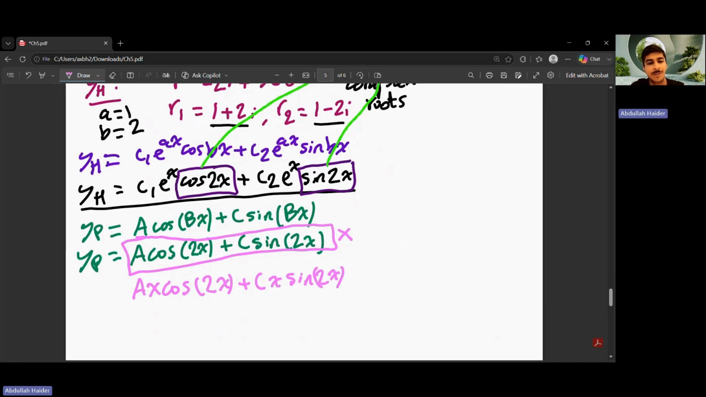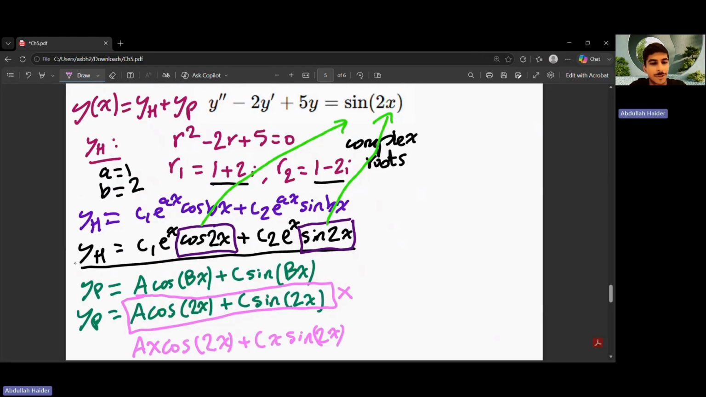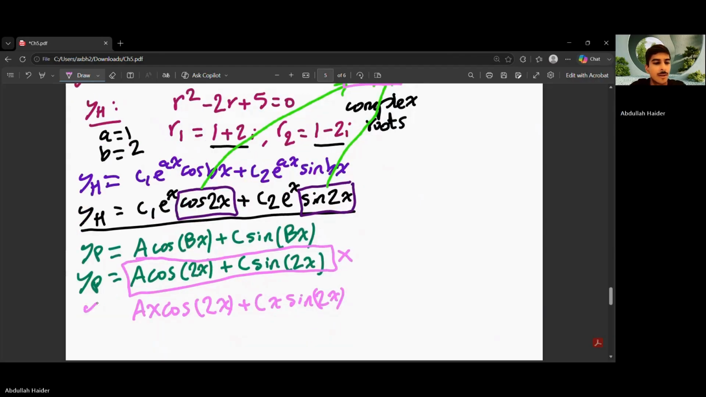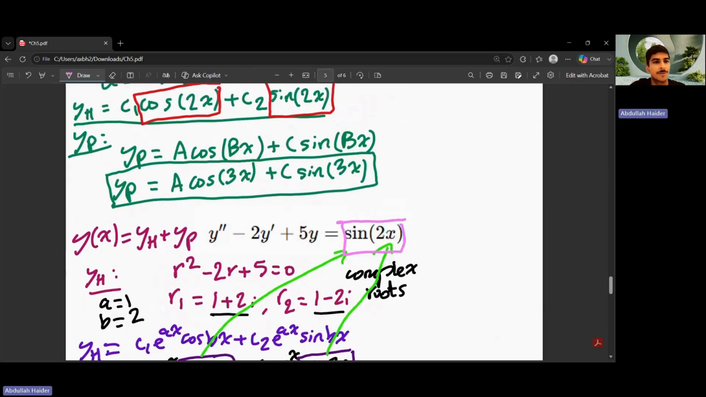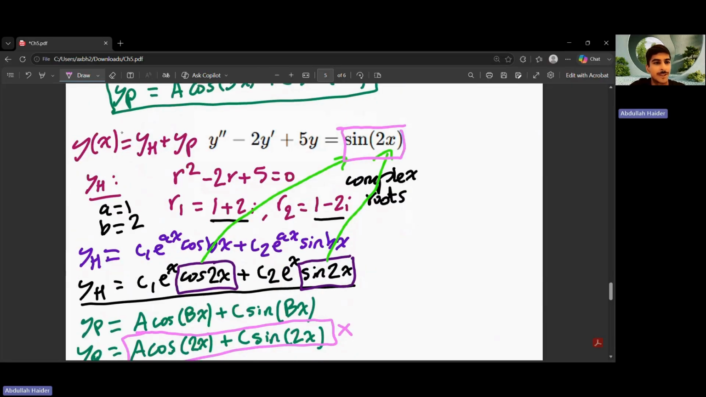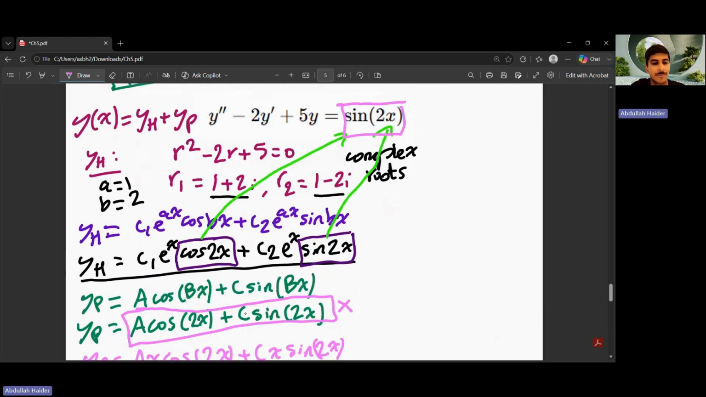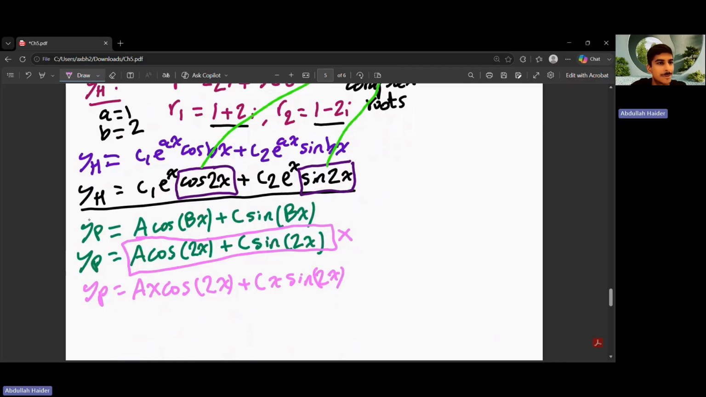Once again, why did we multiply yp by x? You look at the homogeneous solution and see if one or more functions here have something in common with the function on the right hand side. So you compare cosine 2x with sine 2x, which is not the same, but you have sine 2x here and sine 2x here, so you multiply the whole thing by x, and that is your final yp. And so your final y of x is going to be this yh plus yp. So you add them up. Let me add them up, by the way.